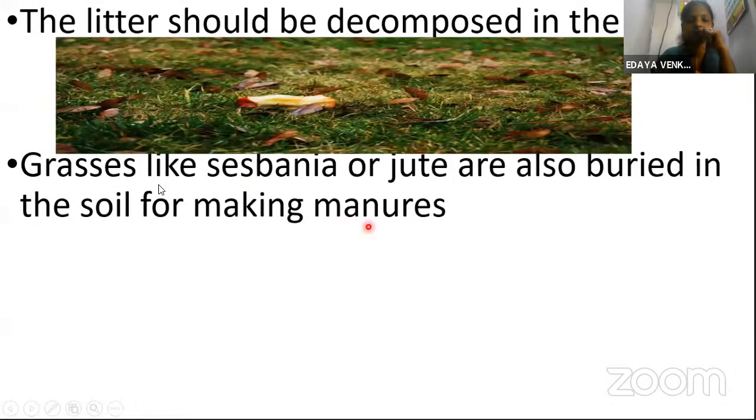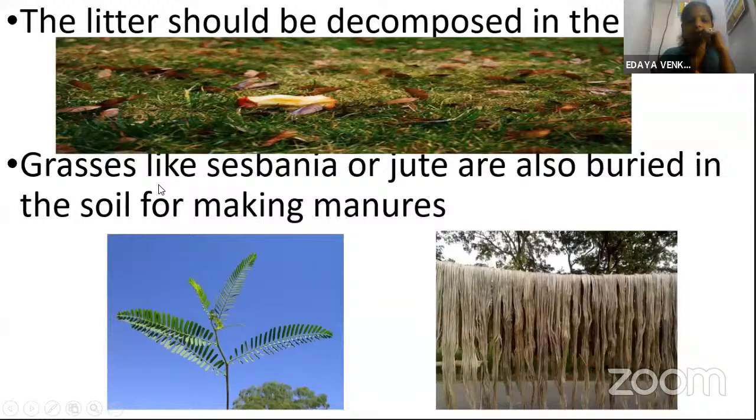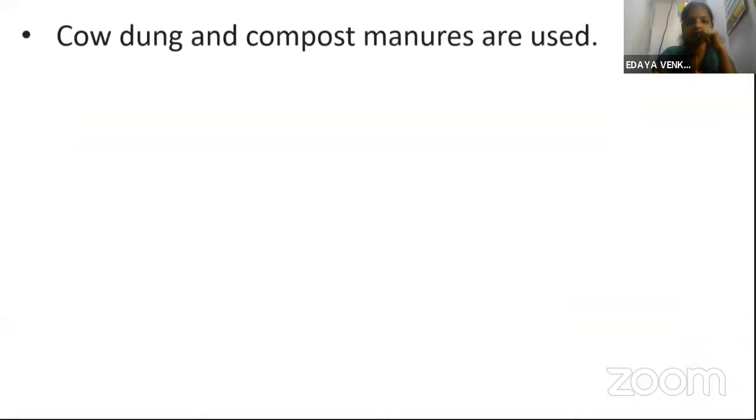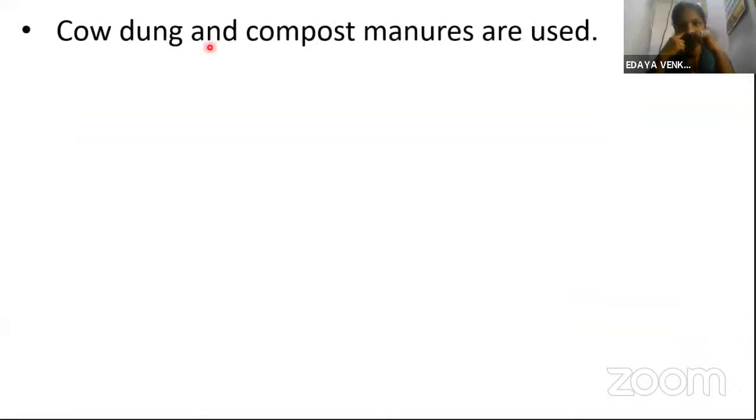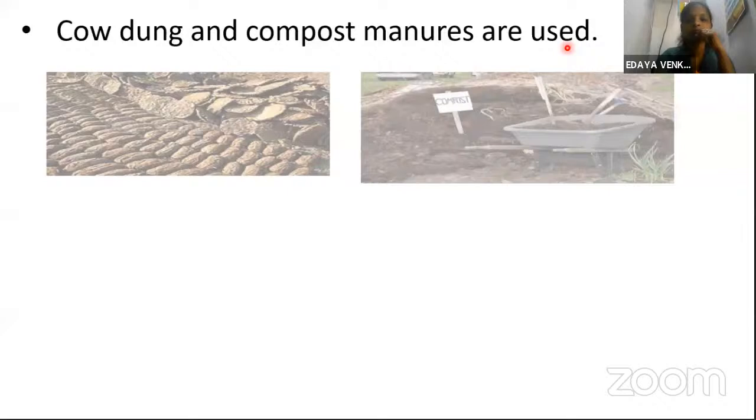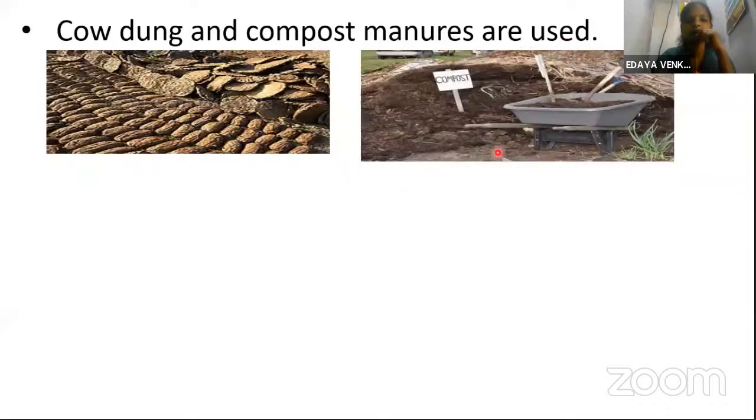Grasses like sesbania or jute are also buried in the soil for making manures. See how natural manures are put in the soil with the help of grasses like sesbania and jute. Cow dung and compost manures are used. See, this is an example of cow dung and compost manure.